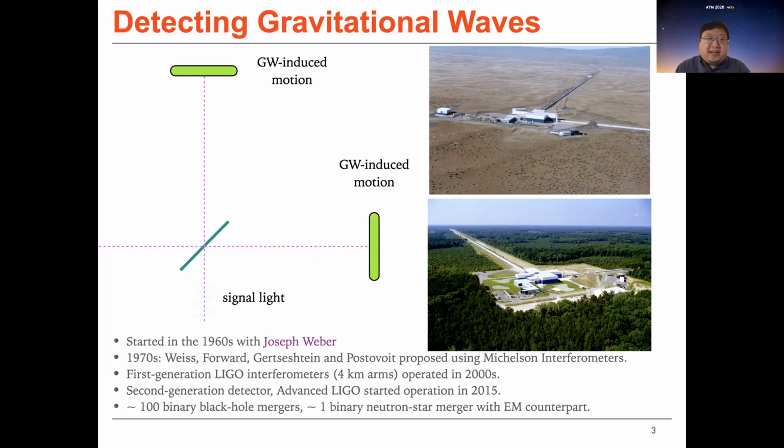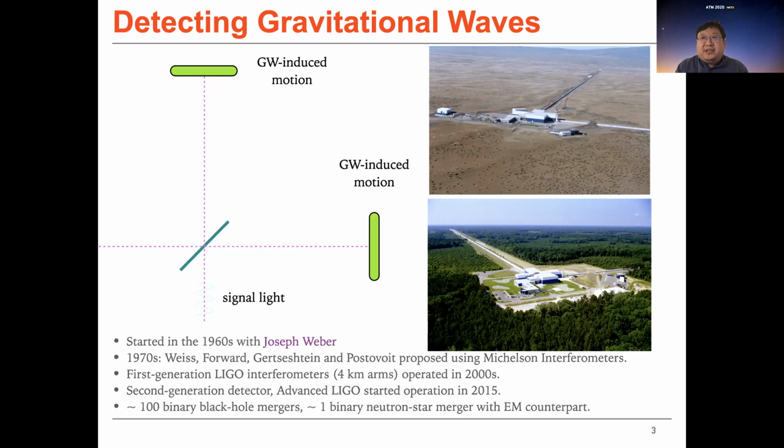But then in the past 5 or so years, we have detected around 100 pairs of merging black holes, and one neutron star binary merger that also produced electromagnetic counterparts. There were a few more detections which involved neutron stars, but no electromagnetic counterpart was detected.